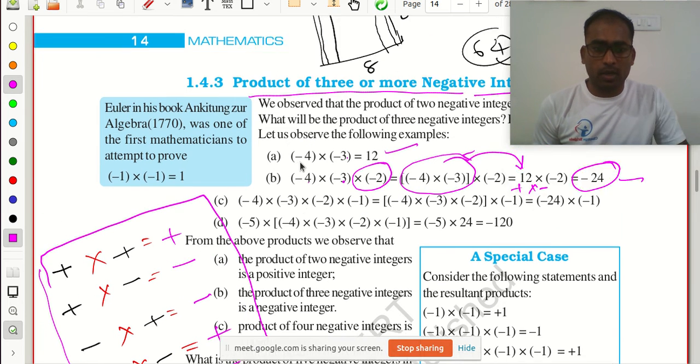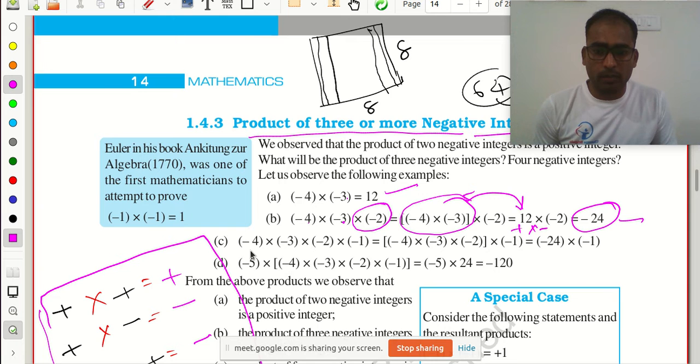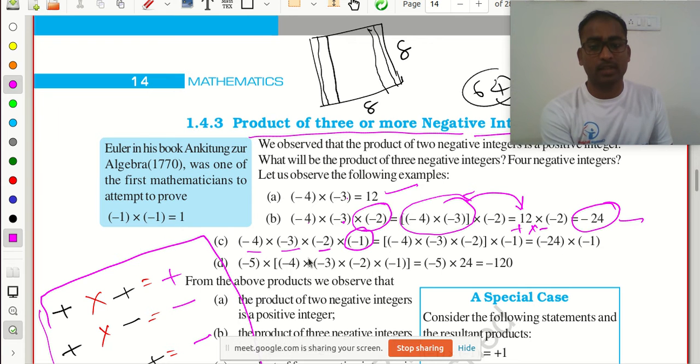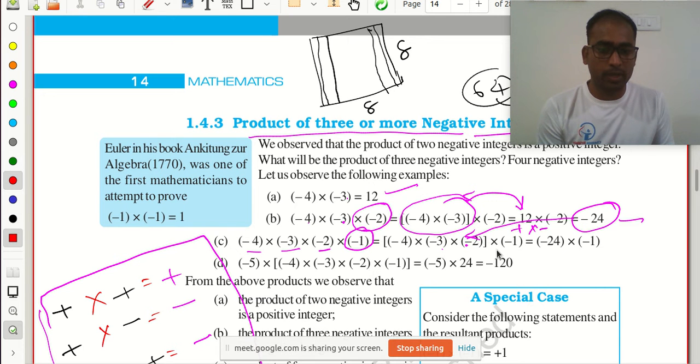One more. I have minus 4, minus 3, minus 2. Again I am multiplying with minus 1, another negative integer. These are 4 negative integers. So minus 4 into minus 3 into minus 2, that we already know is minus 24. And minus 24 is multiplied with minus 1. Minus into minus is plus. So 24 into 1 is 24.